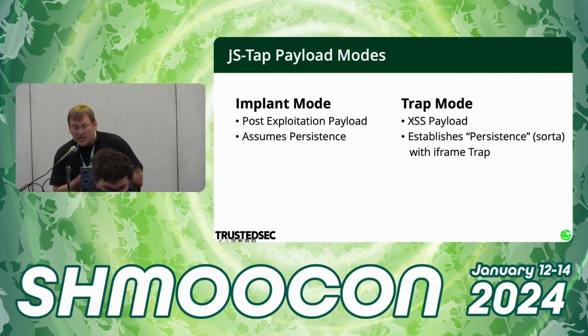Now, the payload itself has two modes of operation: implant mode and trap mode. The difference between these two modes is primarily in persistence. The implant mode assumes it's going to have persistence based on where the red team has implanted it. They pop a shell on the web server, and add the payload directly to, say, the JavaScript of the application. In trap mode, it assumes it does not have that, so it uses a technique called iframe traps to establish persistence.